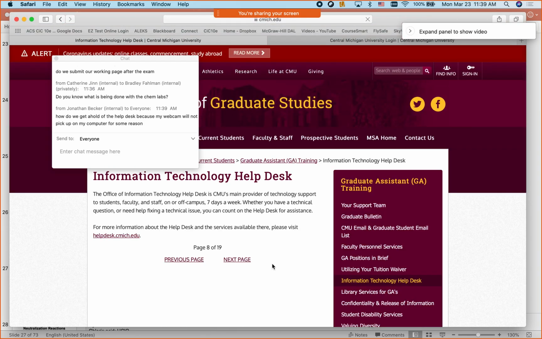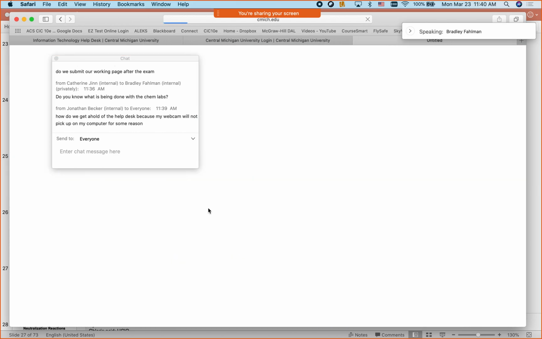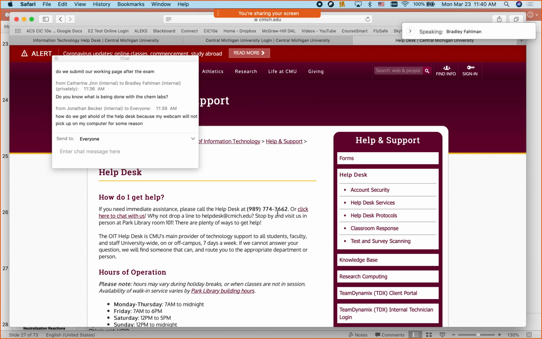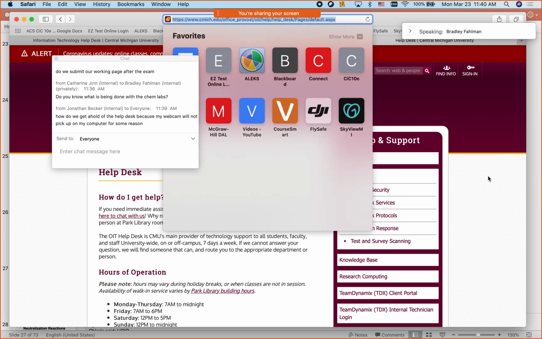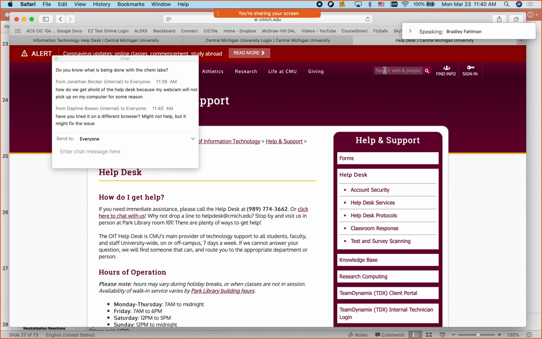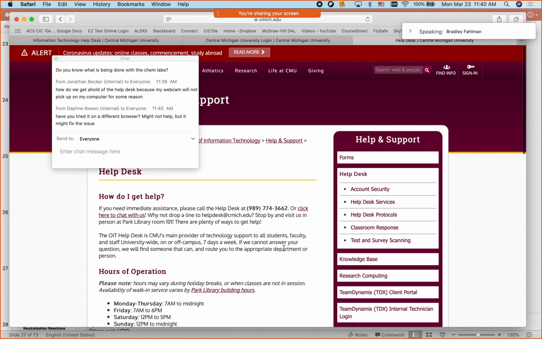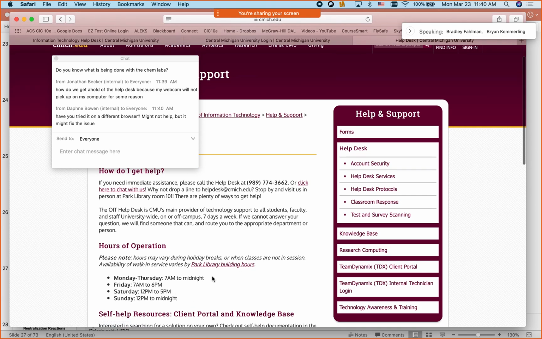IT help desk. There it is. Yeah, so 774-3662 is their number, or you can chat. If you go to, what did I click on? I guess I just searched under help desk. If you just go to the CMitch website and put in help desk here, it'll take you to this. I don't know what their hours are these days with this whole situation. But yeah.